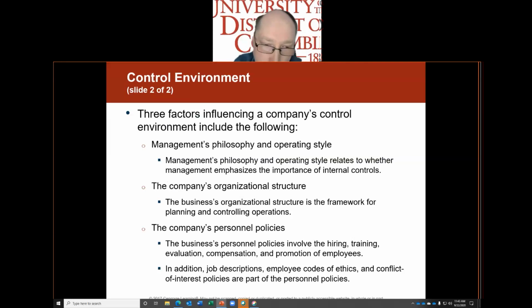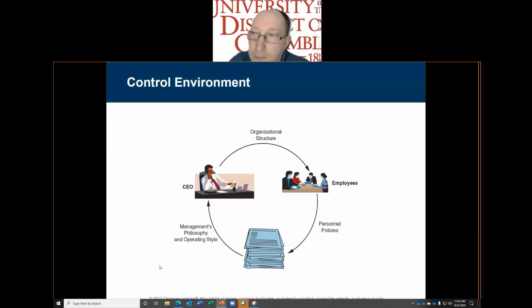And of course, companies' personnel policies. This includes things like hiring, training, evaluation, payment to employees, promotion of employees, so forth and so on. These are the controls of personnel within the business. Personnel, those are employees of the business. This is how it looks. CEO dictates organizational structure, which is made up of the employees, and the employees are the ones that create policy, so forth and so on.